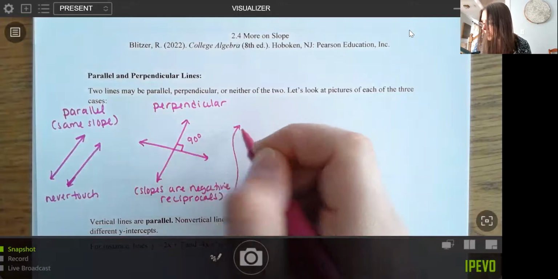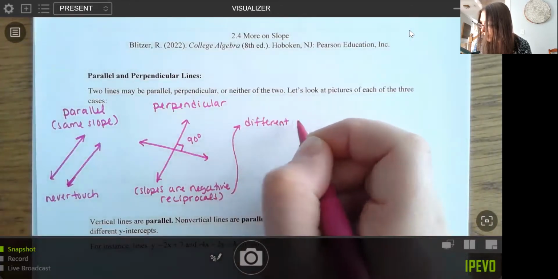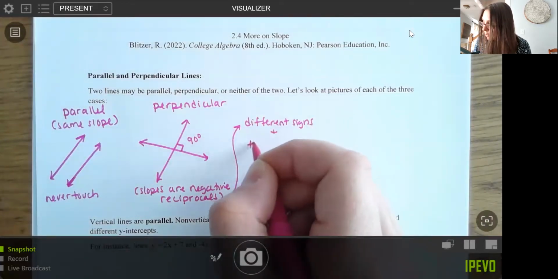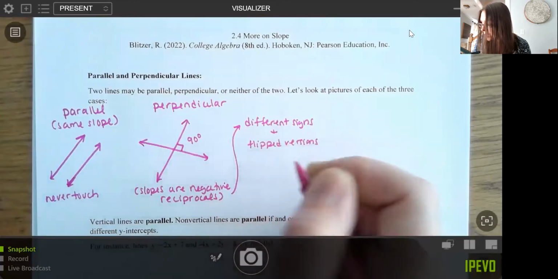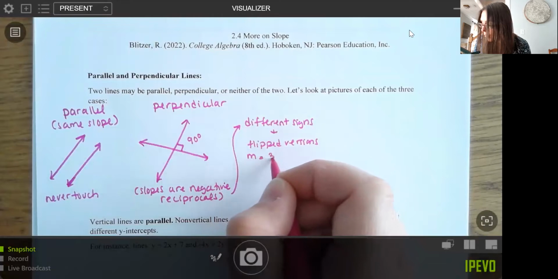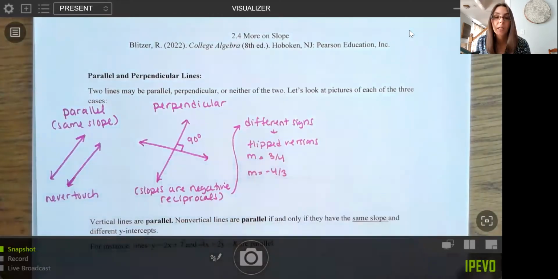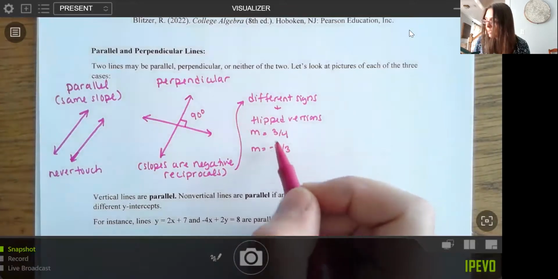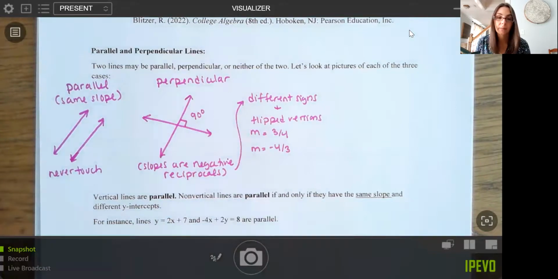What that means is that they are different signs, so one positive, one negative, and they are also flipped versions of each other. So for instance, if your first slope is 3/4, then your second slope is -4/3. They are like perfect opposites if you're perpendicular. Not only are they reciprocals, but they are also different signs as well. And what happens is they intersect at a perfect 90-degree angle.